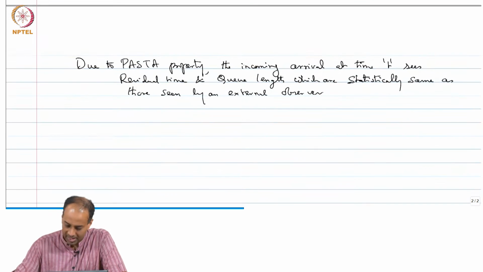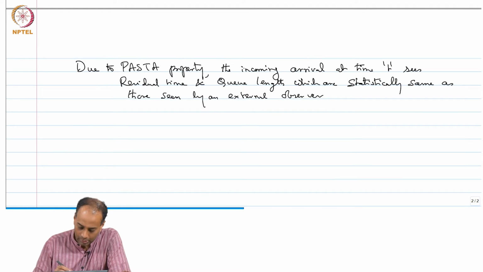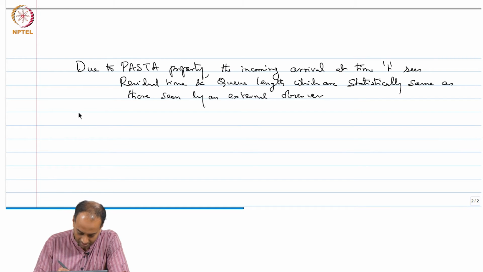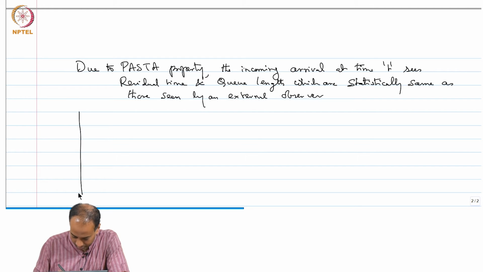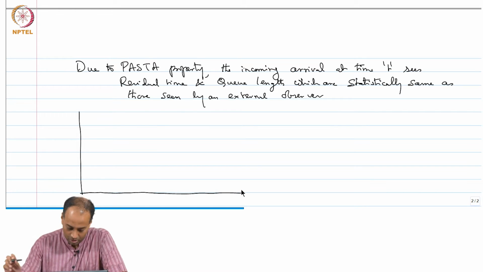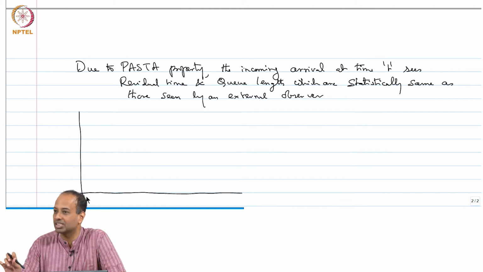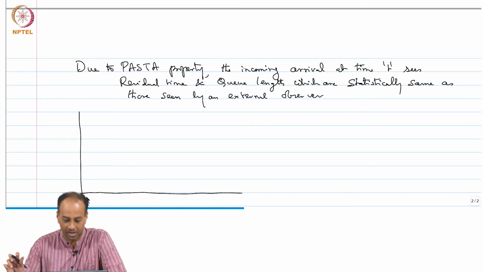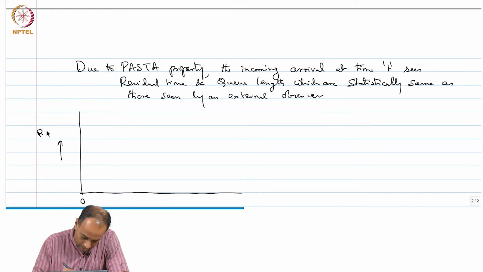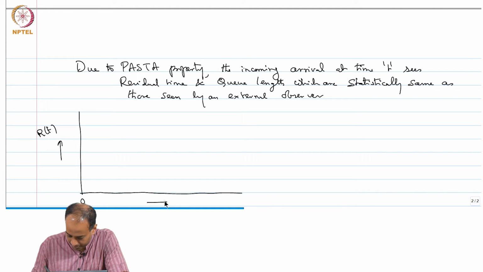Now, as regards R of t, the residual time, how does the residual time behave? Right. So, at time 0 a particular customer gets into service. Let us say the first, this is I am going to plot. What am I plotting? I am plotting R of t against time.